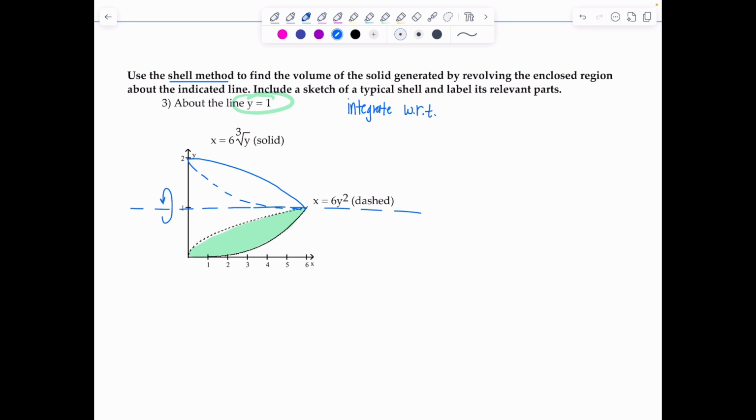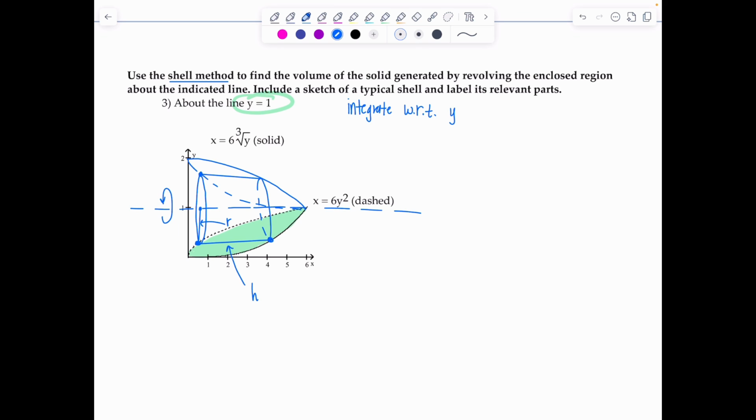Now I need to draw a typical shell. So in order to do that, you look, okay, I spun around y equals 1. That's a horizontal line. So you come to your original region and you draw a baby horizontal line segment that is bounded by the region. It has to go through the entire region, no more, no less. Then you reflect it over on the other side, and then you make your cylindrical shell. Boom, boom. This is the height of your cylindrical shell, and this right here is the radius.